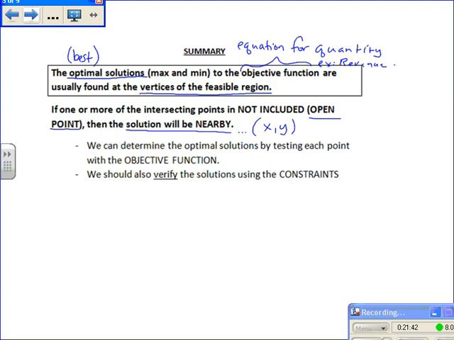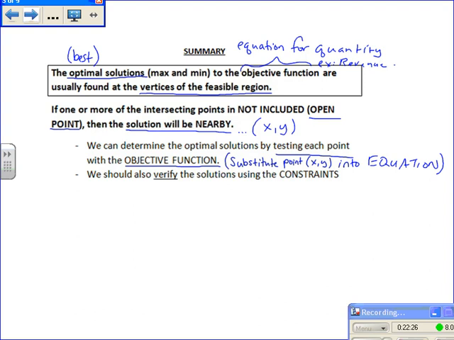Okay, how can we check if we've got the best solution? Well, we can always test each point off our graph, so the coordinates of the vertices, and check them with the objective function. And remember, your objective function is just an equation. So you're just simply going to substitute the point, so x, y, or whatever the variables are, into the equation that you wrote for the objective function.